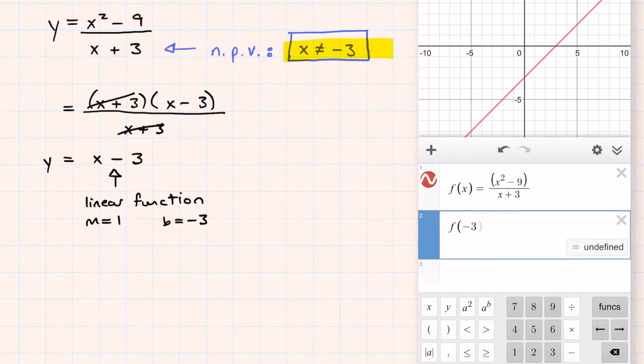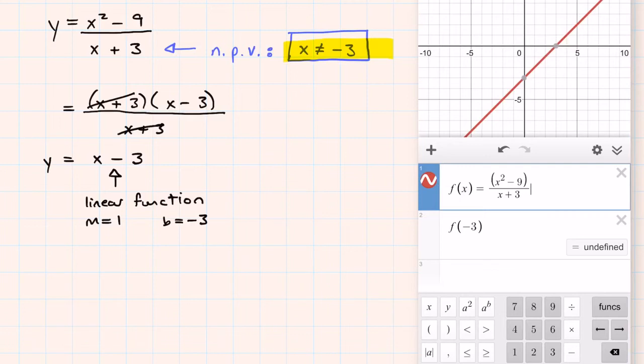So non-permissible values always stay as non-permissible values. And what it creates here is what's called a hole. Basically, for any rational function, a non-permissible value is always what is called a discontinuity. What our job is, we've got to figure out what type of discontinuity it is.